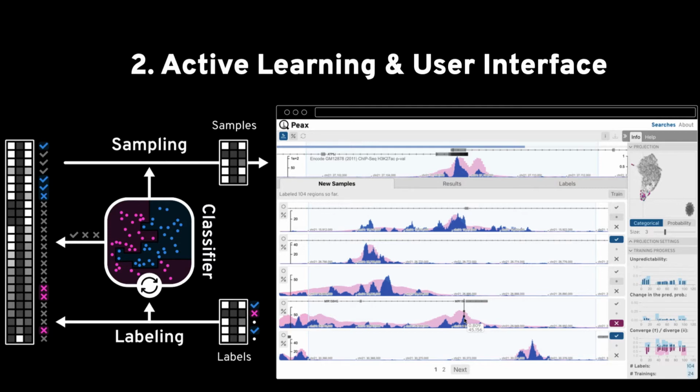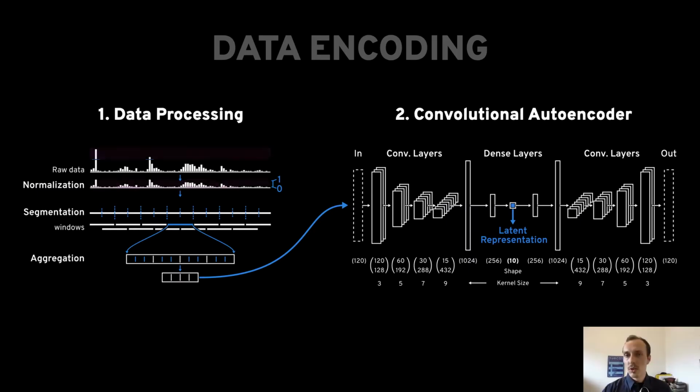Now let's take a closer look at the encoding technique. We start by normalizing the signal and dividing the data into overlapping windows that are aggregated into vectors of size 120. We then pass each vector into our convolutional autoencoder model, which you can think of as an identity function whose objective is to reconstruct the input data. By forcing the autoencoder model to feed the data through a lower dimensional layer, the neural network has to learn a compressed latent representation, which we treat as the features of a genomic region.